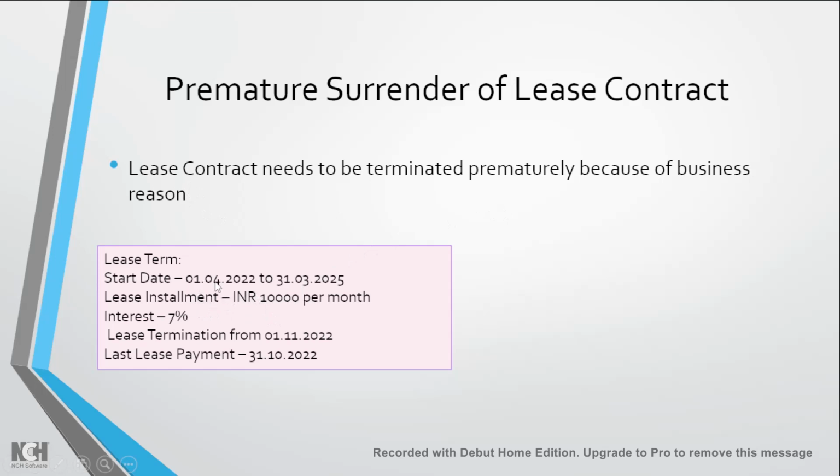I keep the same validity date initially, 1st April 22 to 31st March 25 with same amount, 10,000 per month. However, I am saying I want to terminate this contract from 1st of November 22. So my last lease payment will be 31st of October 22.